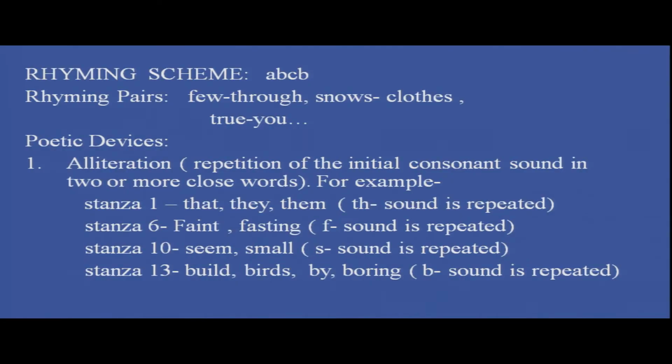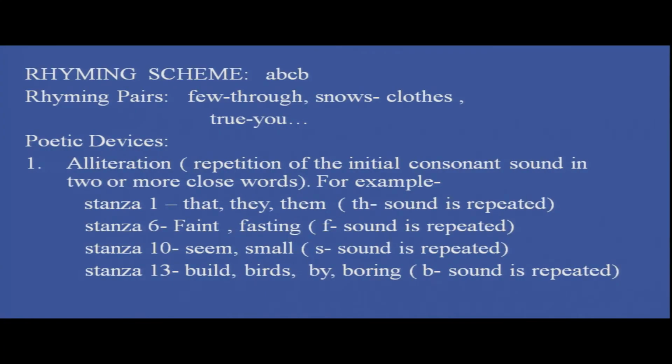The very first poetic device that you will find is alliteration. Again, this poem has got several examples of alliteration. But what is alliteration? Earlier also we have talked about it. Alliteration is repetition of the initial consonant sound in two or more close words. Now you can see stanza 1. Refer to stanza 1. You will find that, they, them. Here the sound is repeated. So it is an example of alliteration.